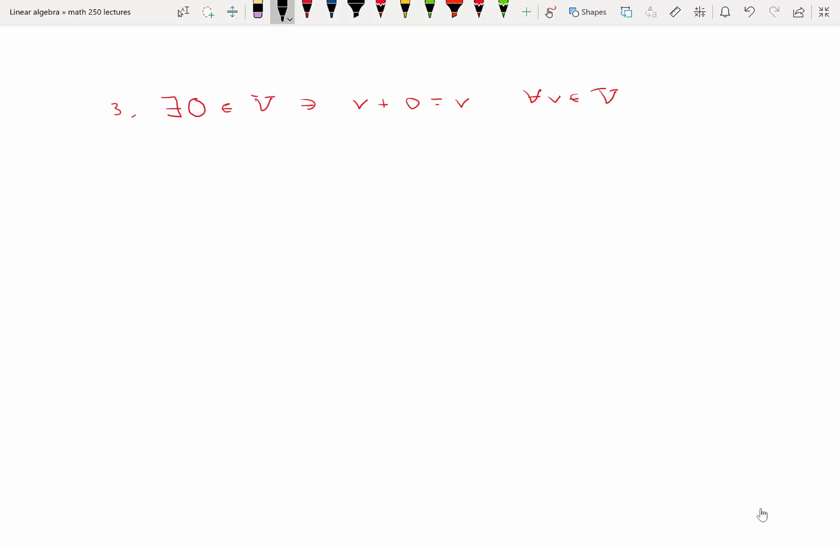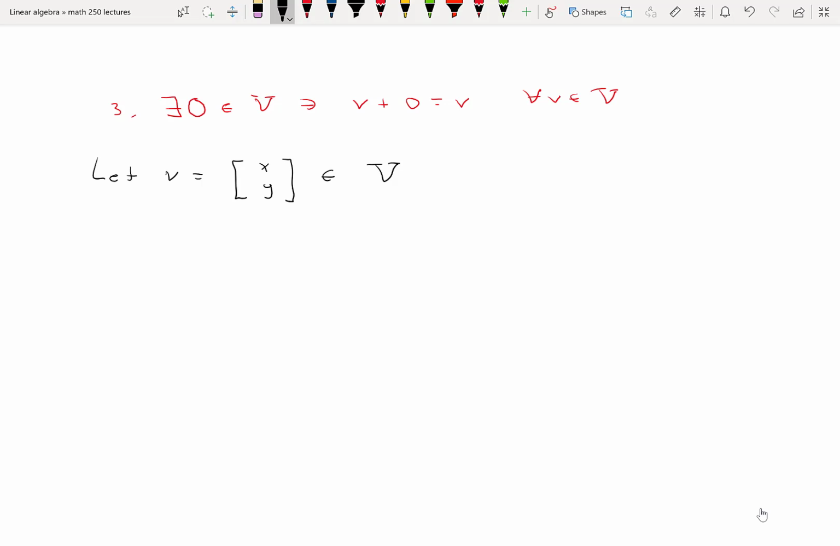Well, third, I need to find a zero vector. In this case, it's not going to be too rough. Okay, so what do we do to find a zero vector? We need to find a zero vector such that v plus 0 equals v for every vector v in the vector space, small v in the vector space. So start out with a vector, small v, in the vector space. Let v equal, let's say, x y, be in the vector space.